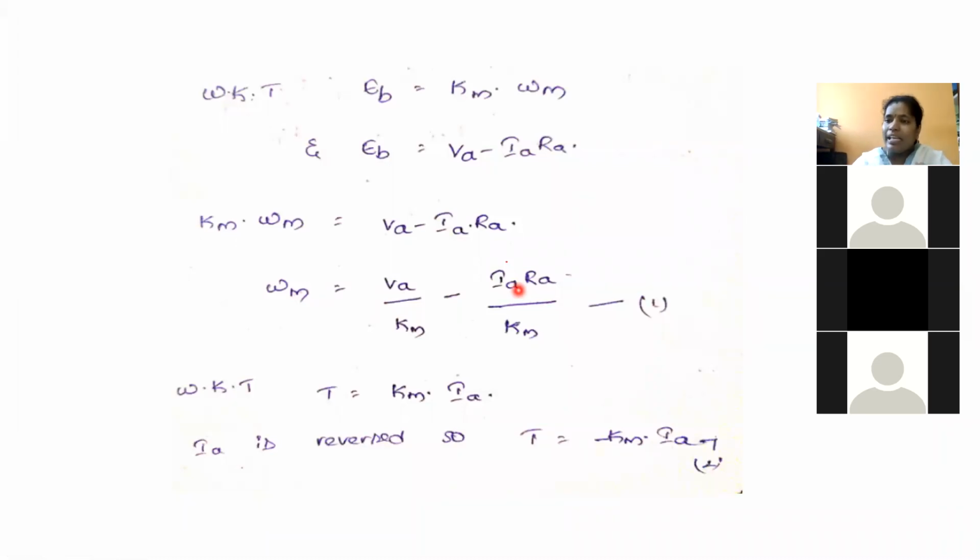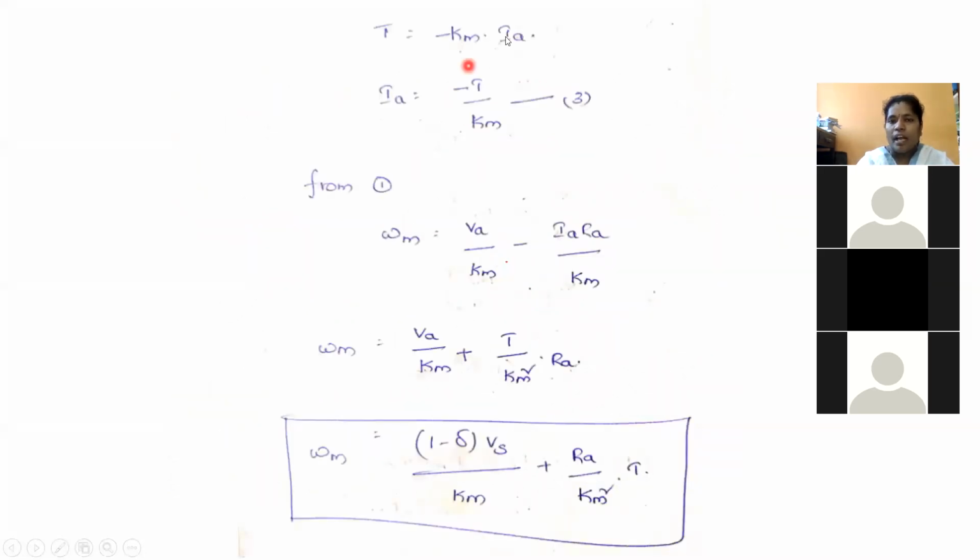You can't derive a single equation for speed and torque like that. You have to derive the expression of speed in terms of torque, or torque expression in terms of speed. So the speed expression exists in terms of Va and Ia. So you have to replace Ia with respect to torque. That means you can write Ia as minus T by Km. Just replace the term. Ia is equal to minus T by Km.